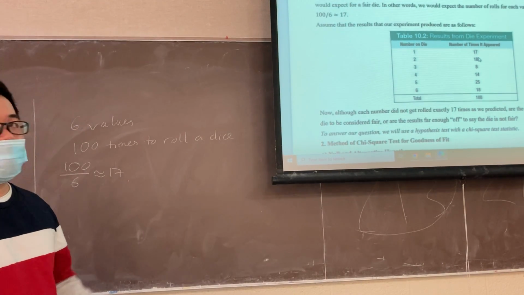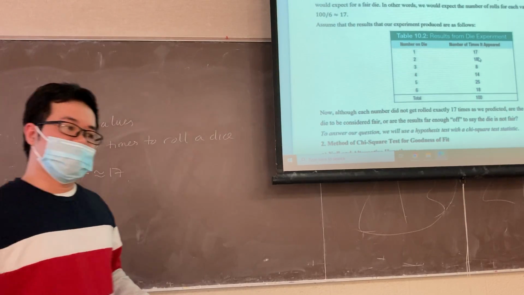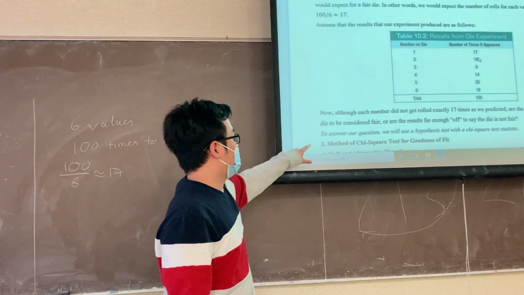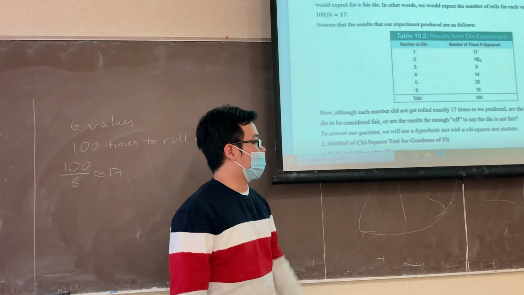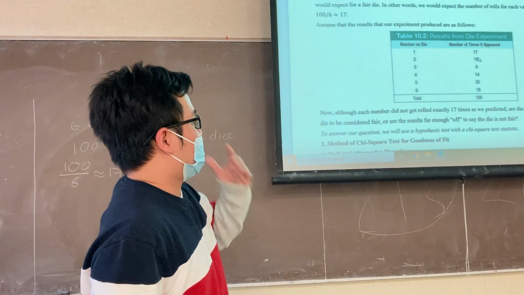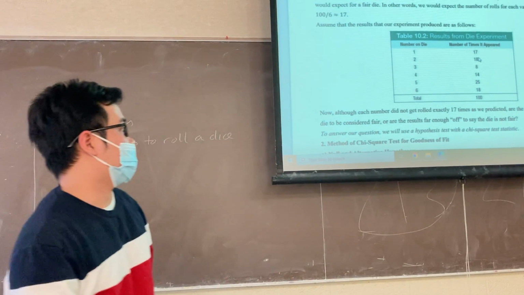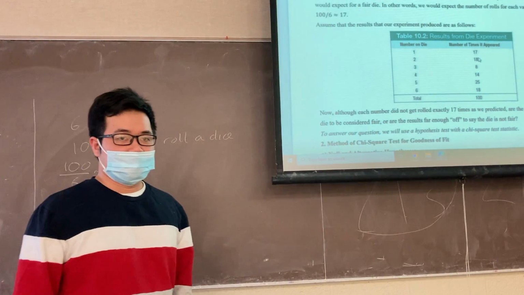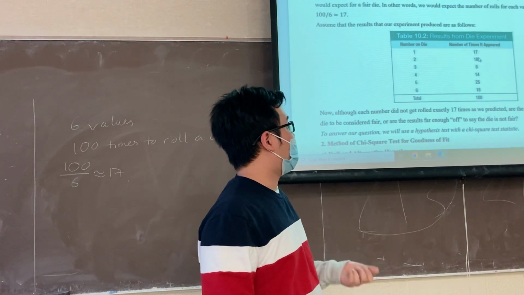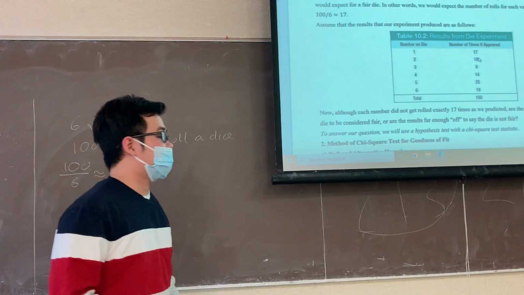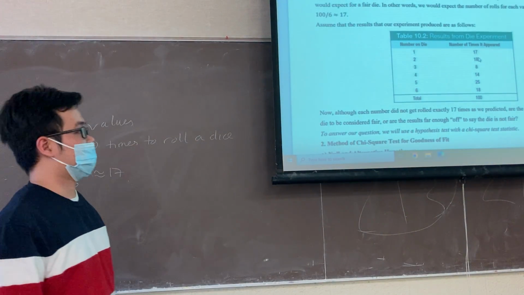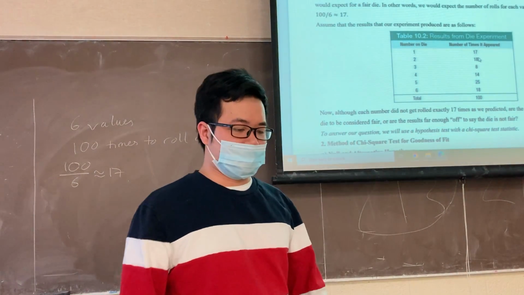Okay, how do we evaluate it? How do we make a decision in this hypothesis? To answer this question, we will use a hypothesis test, the G-square test, to make the decision about whether this die is fair or not fair. Okay, and this is the motivation for today. We will learn the method of the G-square test to test these hypotheses.